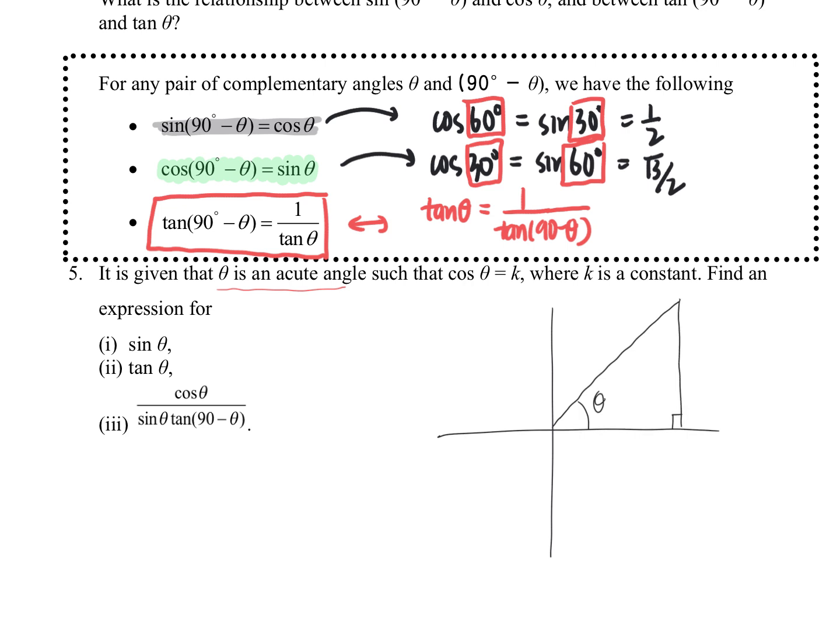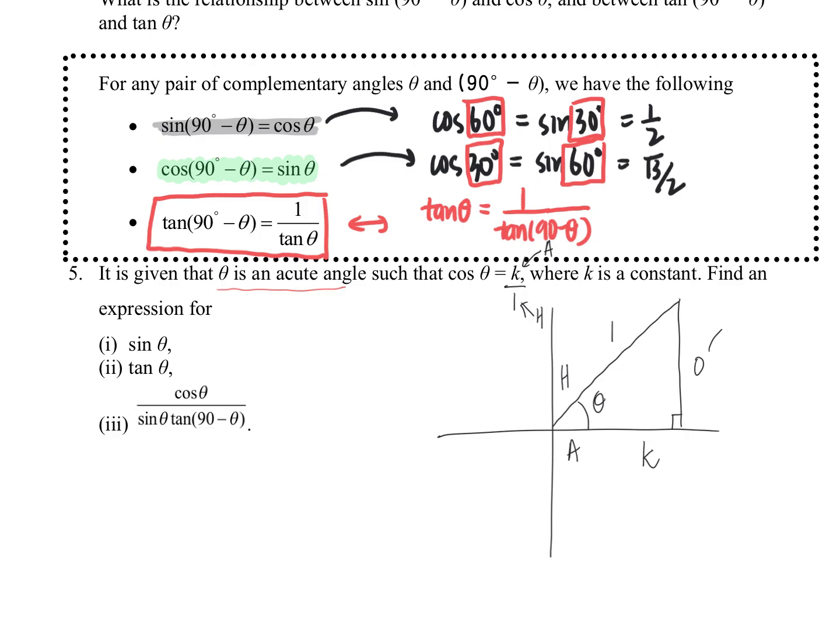Okay, next is they say cosine theta is k. K and k over 1 is the same thing. So they are telling you that A is k and H is 1, in its simplest form. So go and label, this is H, A and O. So A is k and H is 1.